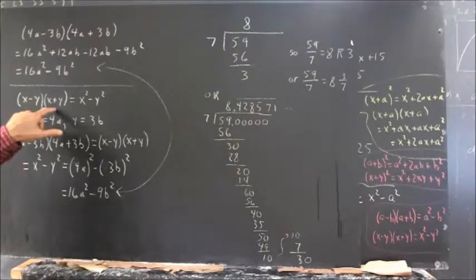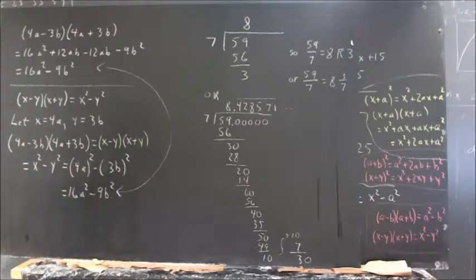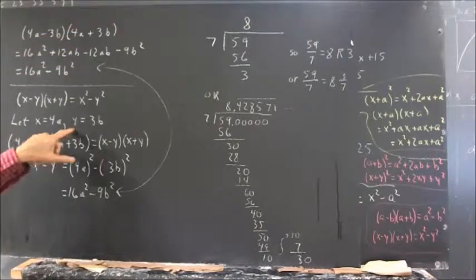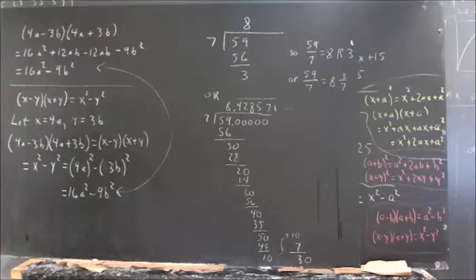So using x minus y times x plus y equals x squared minus y squared, we let x be 4a, so that we'll have a 4a here and a 4a here to match the 4a's we have in these two positions, and y equal 3b, so that putting a 3b in here and here matches up this term and this term.